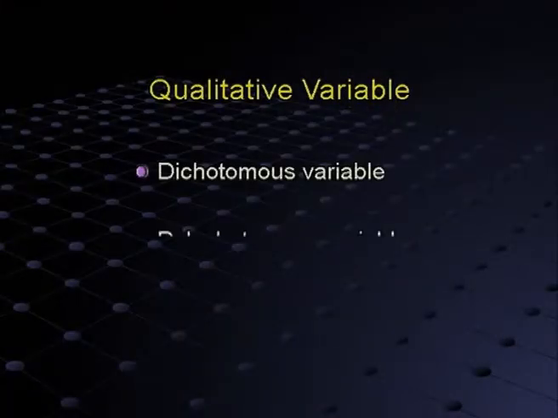Now, what is a qualitative variable? A qualitative variable is a variable which varies in kind. Here the variable is qualitatively different. For example, gender, religion, community, marital status, all these are examples of a categorical variable or a non-metric variable. Depending upon the number of categories it takes, a qualitative variable is further classified into dichotomous or polychotomous.